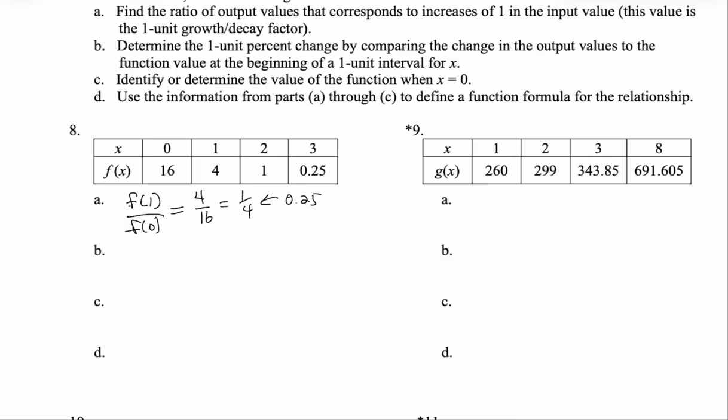So let's do how much did it change divided by the original, and then we'll make it a percent. Okay. So 16 was our beginning, 4 was our ending. 4 minus 16 is negative 12. If we divide that by 16, it went down by 12 out of 16. Okay. So it is a negative 75% change.